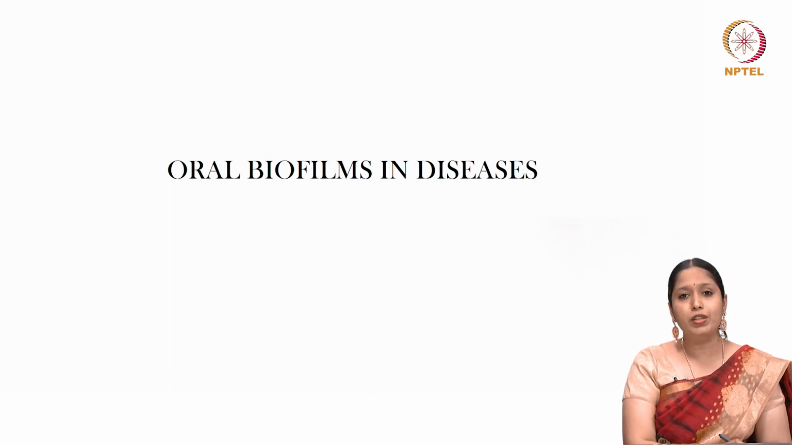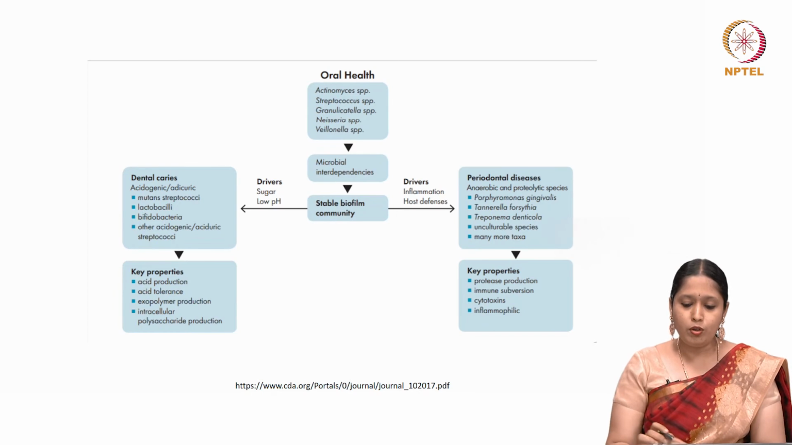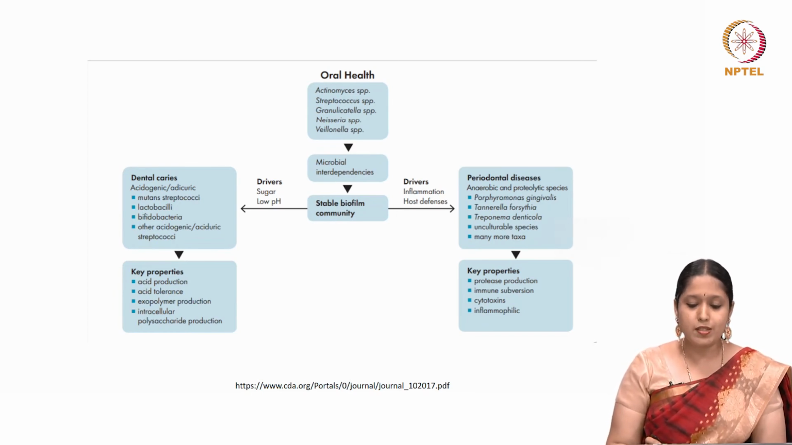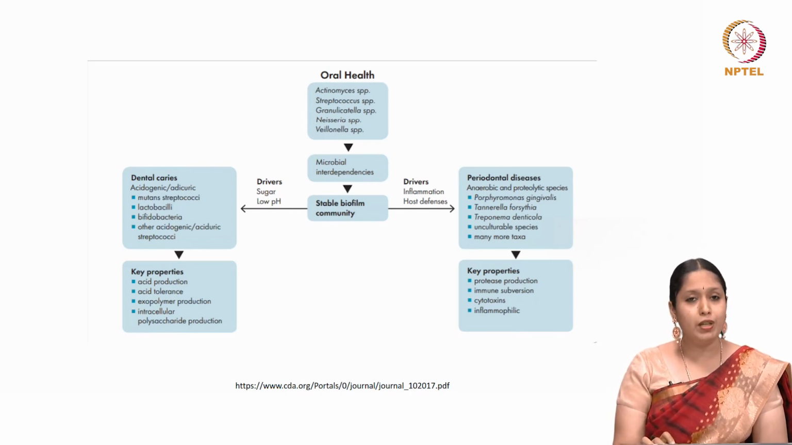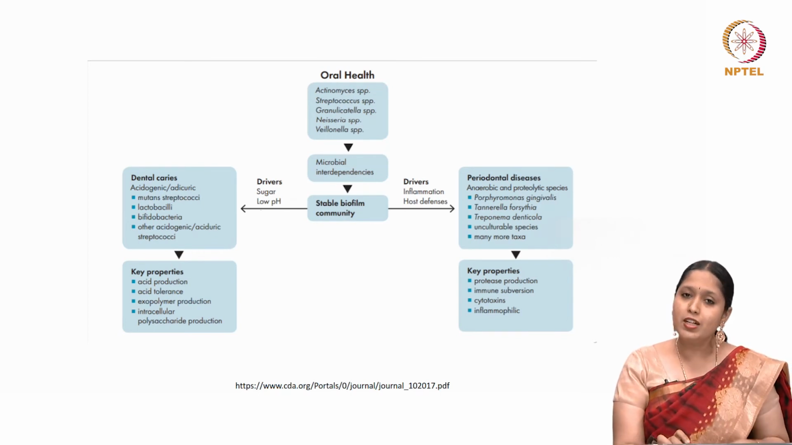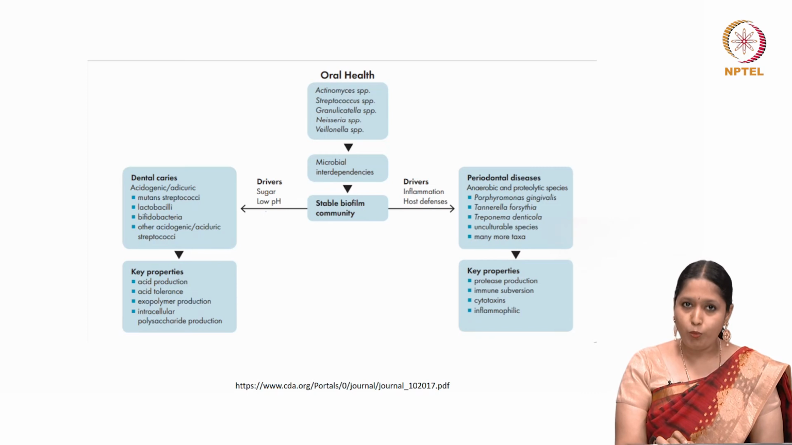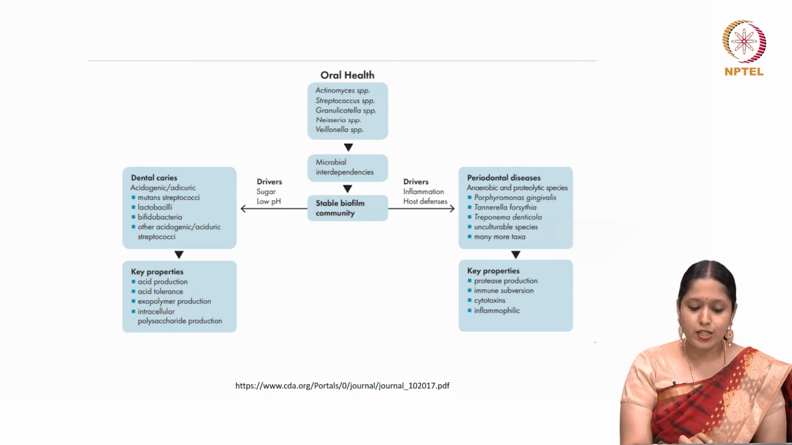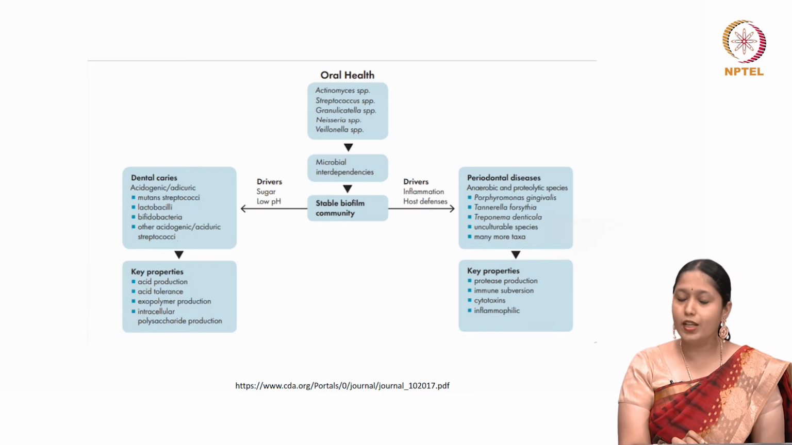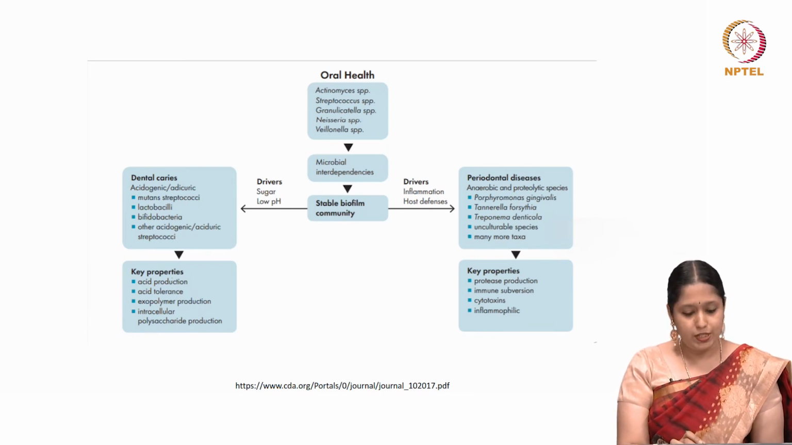Now, let us see oral biofilms and diseases. Normal healthy oral flora includes Actinomyces, Streptococcus, Neisseria and Veillonella species, and it forms a stable biofilm community. But whenever there is an external driver like sugar and low pH, it leads to a condition called dental caries. In dental caries, acidogenic or aciduric bacteria are more predominant, including mutans streptococci, lactobacilli, bifidobacteria and other acidogenic or aciduric streptococci. The key properties are acid production, acid tolerance, exopolymer production and intracellular polysaccharide production.